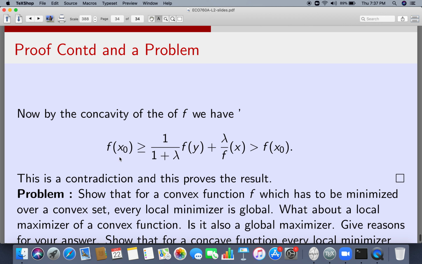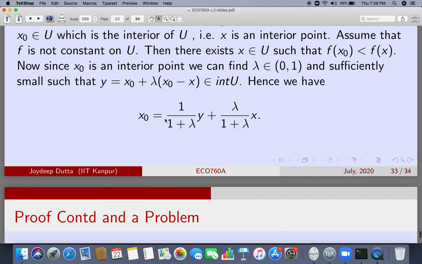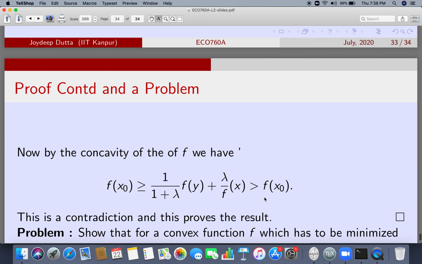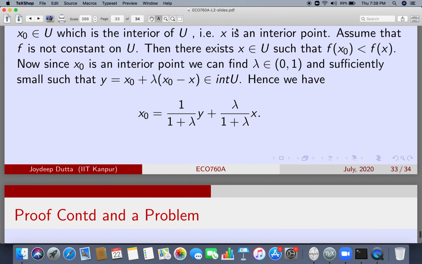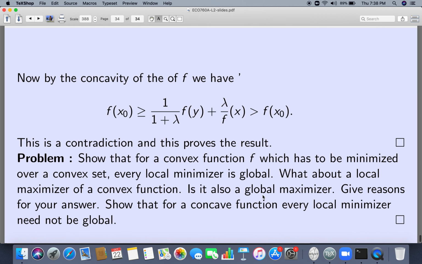Now applying the concavity, f(x0) is greater than or equal to 1 by (1 plus lambda) f(y) plus lambda by (1 plus lambda) f(x). There is a mistake here, I am sorry. It's lambda by (1 plus lambda) f(x). So you basically apply concavity here. Now f(y) anyway is greater than or equal to f(x0), because x0 is the minimizer. f(x) is strictly bigger than f(x0). So here we will have a strict inequality, thus proving that f(x0) is strictly bigger than f(x0), which is a contradiction.